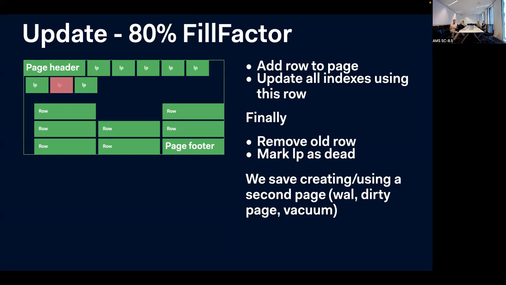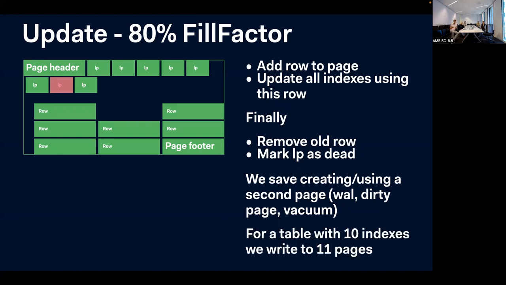We save creating a new page, but we are still writing to one page and all of the indexes. So for one update, we have to write to 11 pages. This is the write amplification. And we end up with an index pointing to a dead row. So in this case, we actually have dead rows for this table.